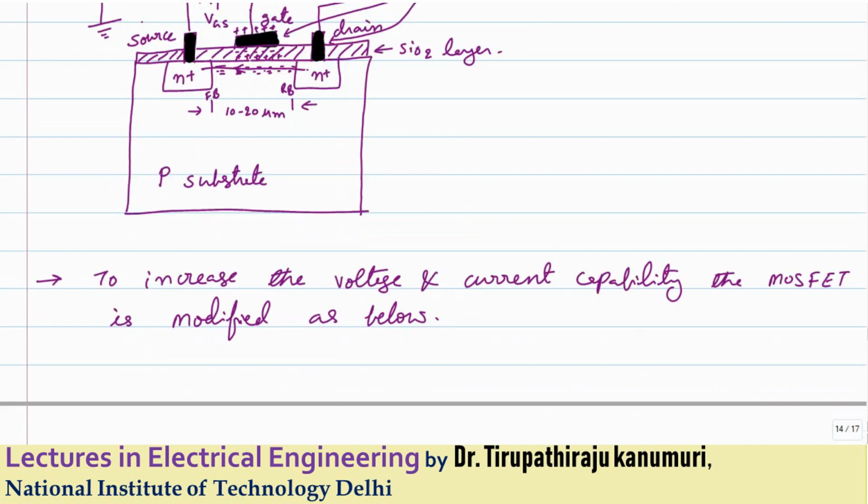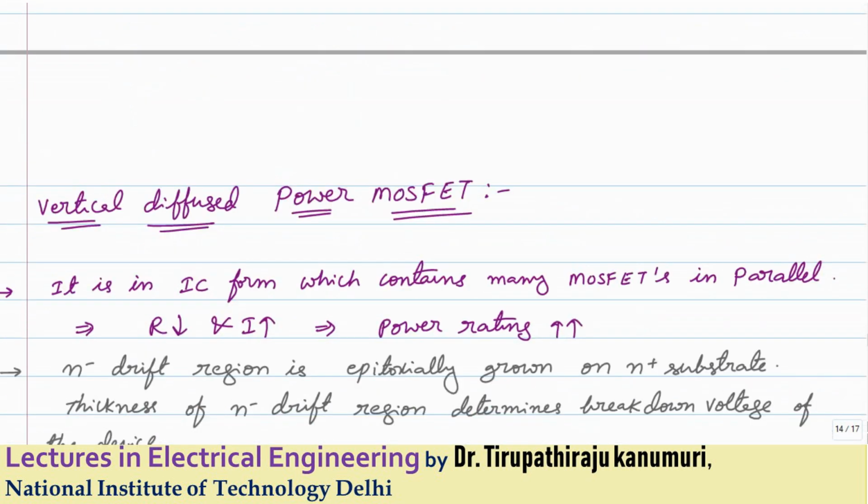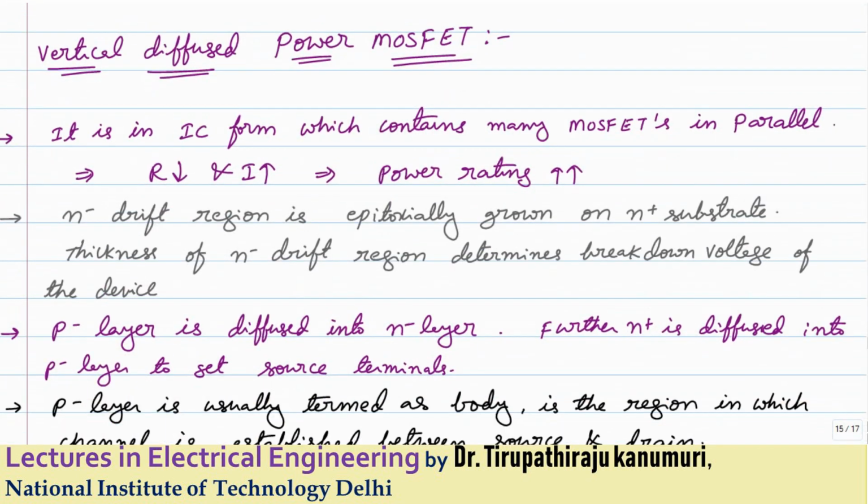In order to increase the voltage and the current capability of the MOSFET, we go for a method called the vertically diffused power MOSFET. It is in IC form, which contains many MOSFETs in parallel. The advantage of connecting in parallel is, let us assume each has a resistance of R. When multiple MOSFETs are connected in parallel, the overall resistance will decrease, and the current carrying capacity will increase.